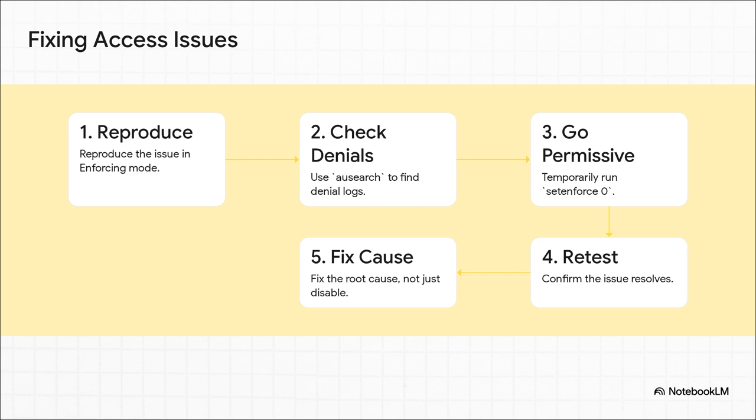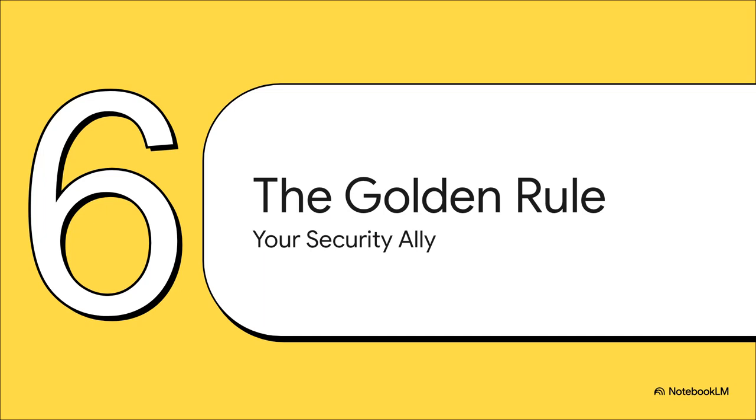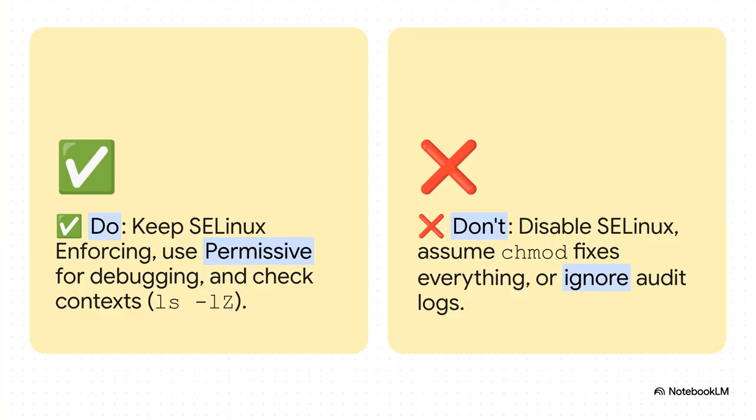And all of this really leads us to the final, most important takeaway of the day. This is about changing your whole mindset and turning this tool from something you fight into a powerful ally. It really all boils down to a few simple rules. Do, keep SELinux in enforcing mode on your production systems. Do, use permissive mode as your number one debugging tool. And do, check those contexts with ls -Z whenever something seems weird. And on the other side, please, just don't disable it. Don't assume chmod is the answer to everything, and for the love of all that is good, don't ignore the audit logs. They are literally trying to hand you the solution on a silver platter.